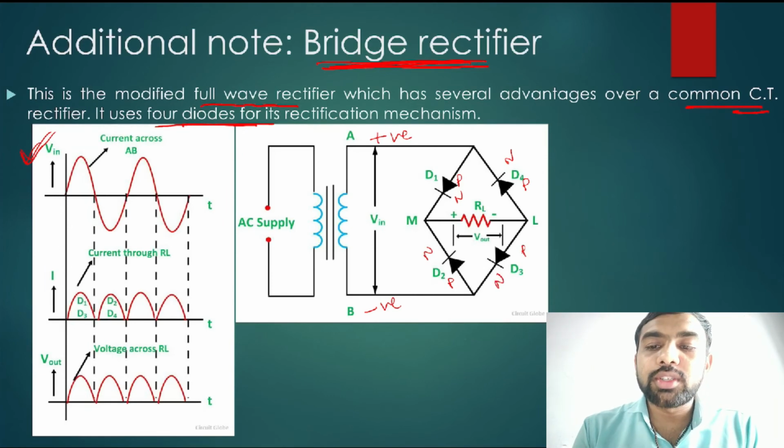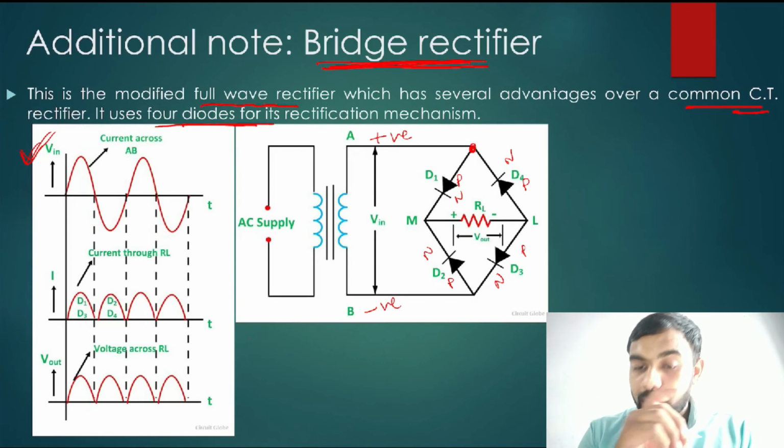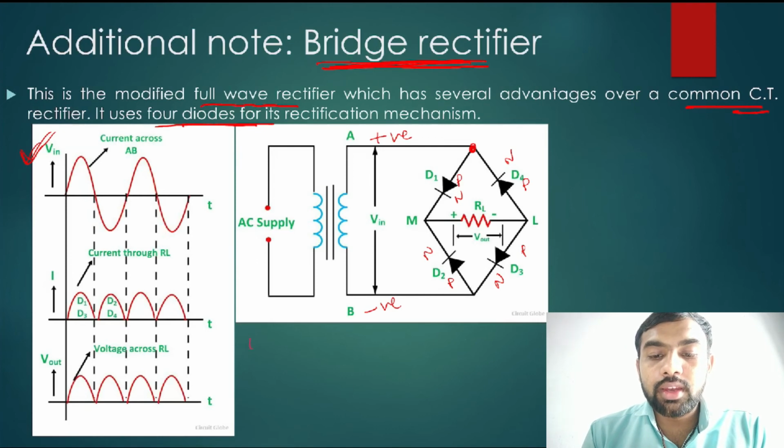If you consider A is positive, this point is positive, so at that time diode 1 is in forward bias, diode 4 is in reverse bias. Let's write.